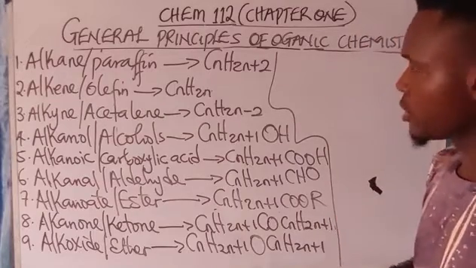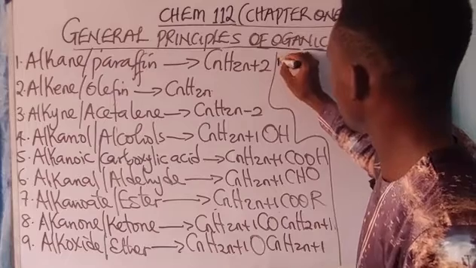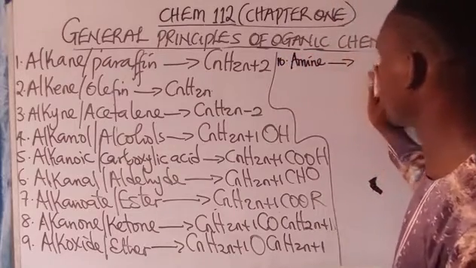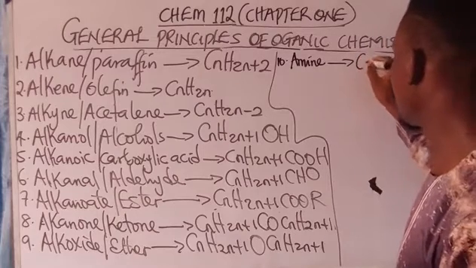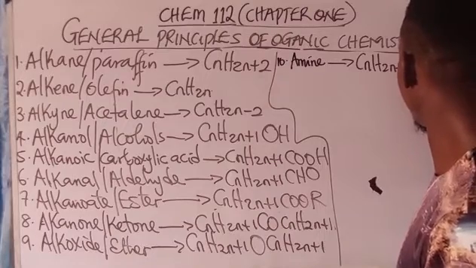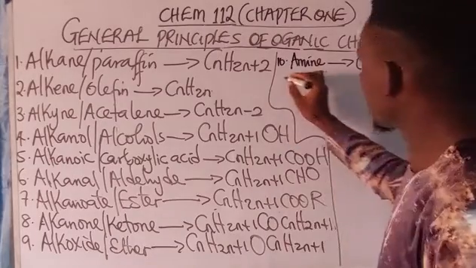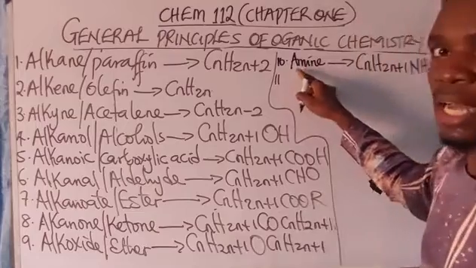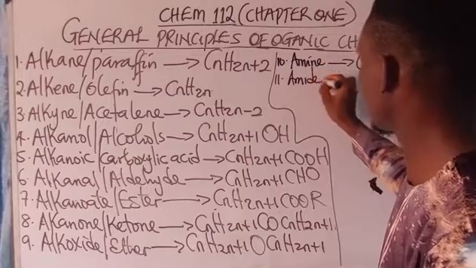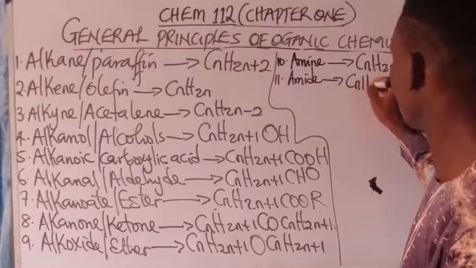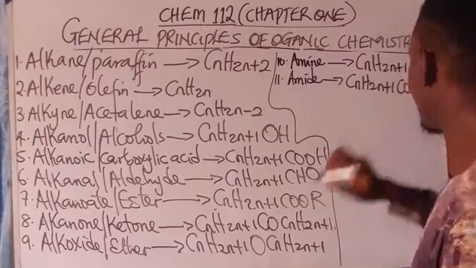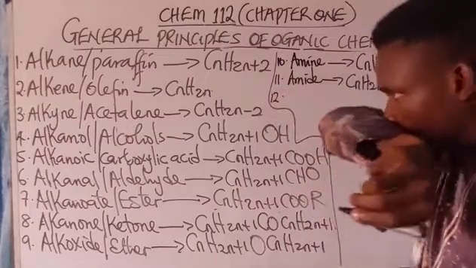Now number 10, let me give you the amine. The amine chemical formula is CnH2n+1NH2. Number 11, I can call it alkanamine, but there's no space. Let me just write it like this. Amide is CnH2n+1CONH2.